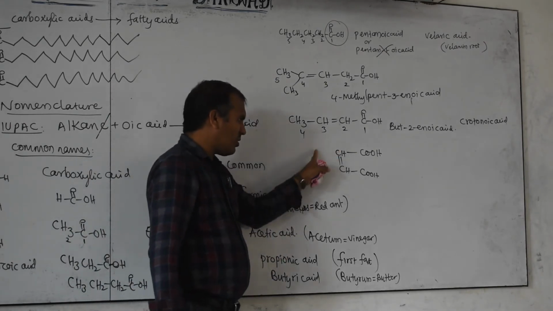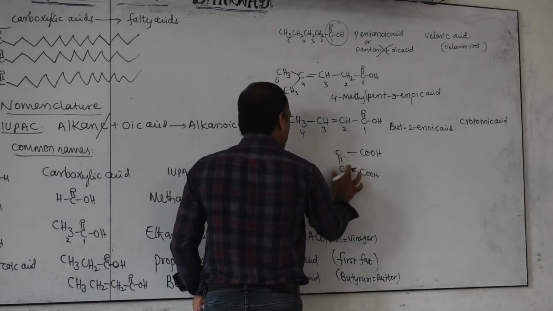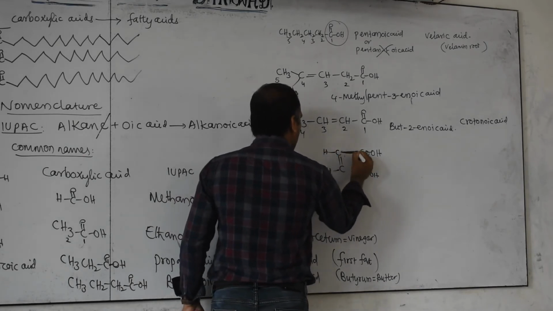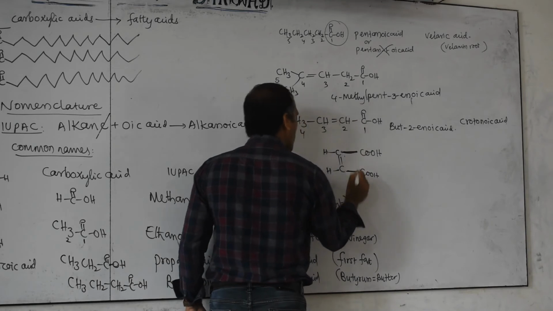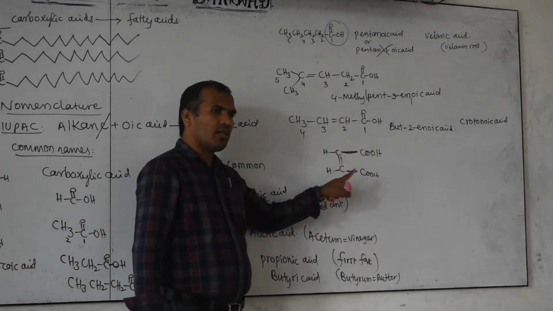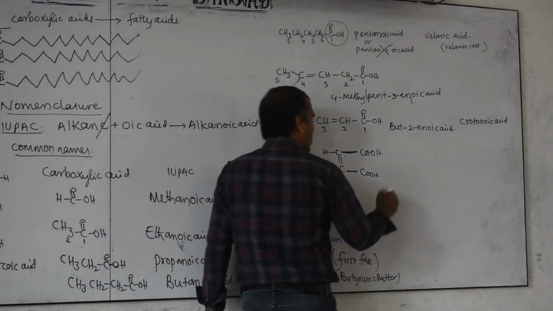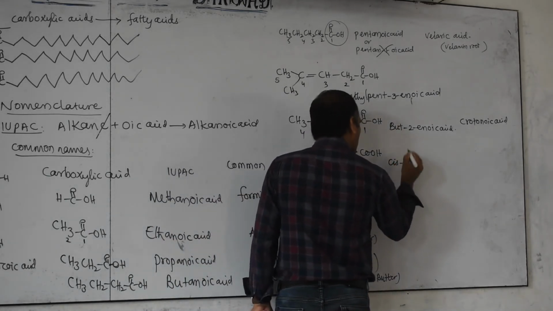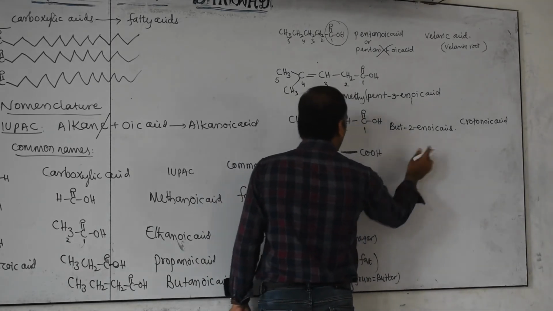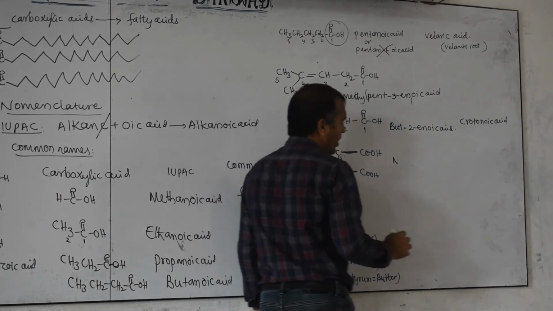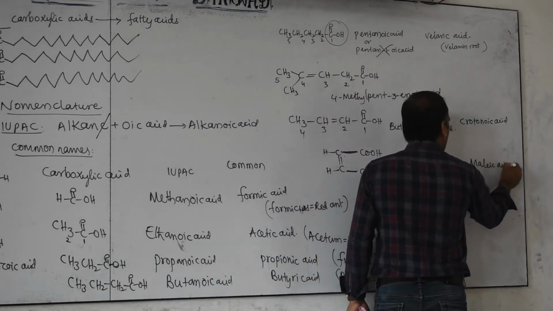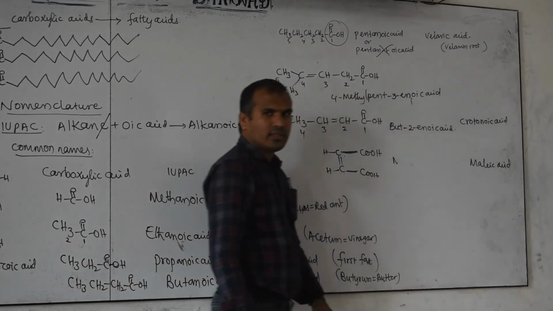H, you can write it like this also, no problem. Then which type of isomerism is this, cis or trans? Cis, because the same groups are on the same side. The cis form is known by the common name maleic acid.